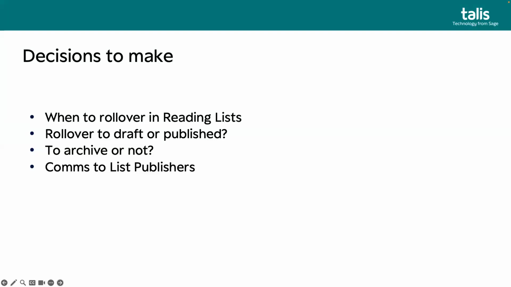We do actually know of one or two institutions who will raise a ticket with us ahead of rollover, and they will actually ask us to remove the edit list permission from list publishers a few days before the rollover. That then allows them to do their housekeeping on the list, so all of the things I mentioned on the last slide. And then once the rollover is complete, they will ask us to reinstate the edit list permission for list publishers. So again, that's something you might want to consider if you're really worried about people making edits during the rollover process.